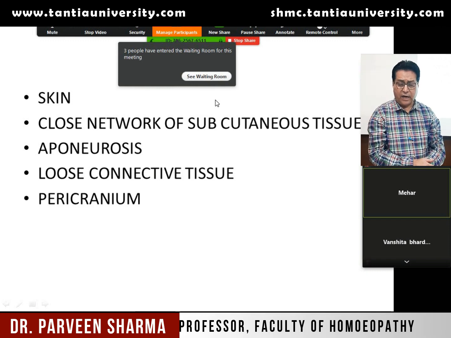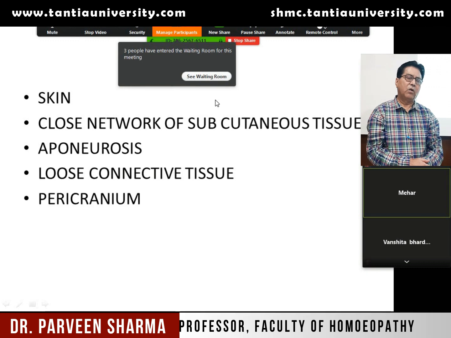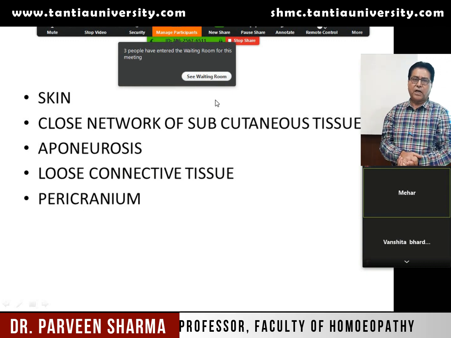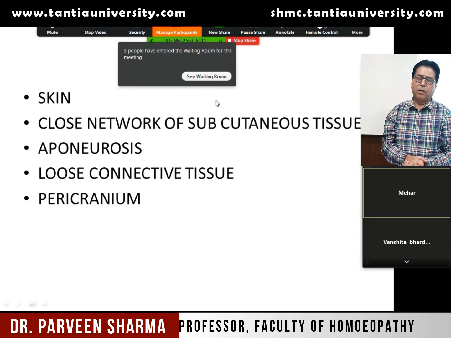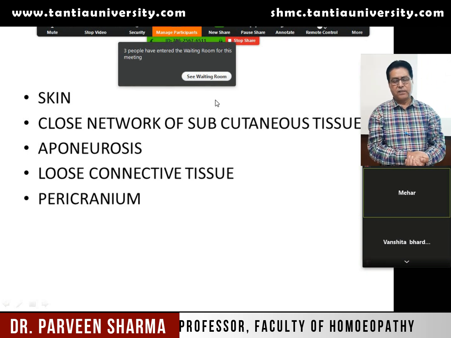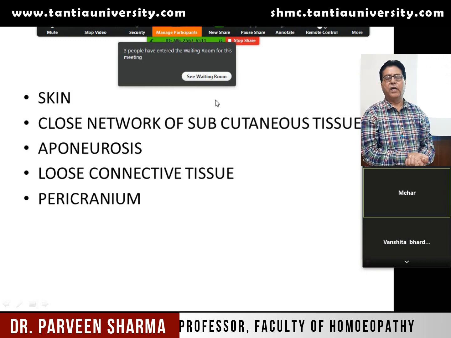Then when you see the second layer, the close network of subcutaneous tissue, in the second layer you have tissue which is dense. These are quite thick, dense tissues made up of fibers also, and this layer contains cutaneous vessels and subcutaneous nerves. And this layer connects the upper layer, that is the skin, with its lower layer, that is the aponeurosis.